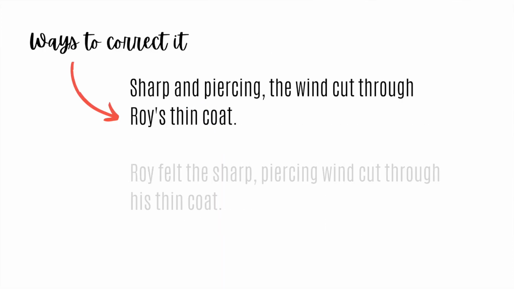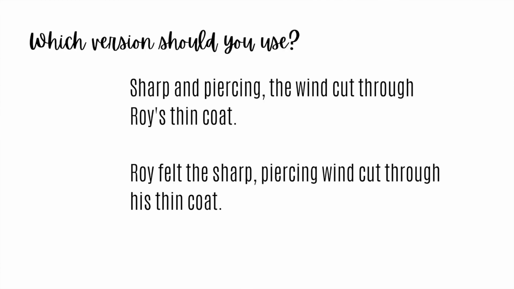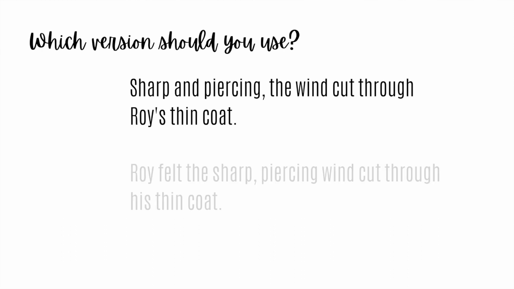Sharp and piercing, the wind cut through Roy's thin coat. Or maybe Roy felt the sharp, piercing wind cut through his thin coat. Which version should you choose? I'd probably suggest the first one, as it's a bit more direct and active. Instead of Roy feeling, the wind itself is acting. Alright, that was dangling modifiers.